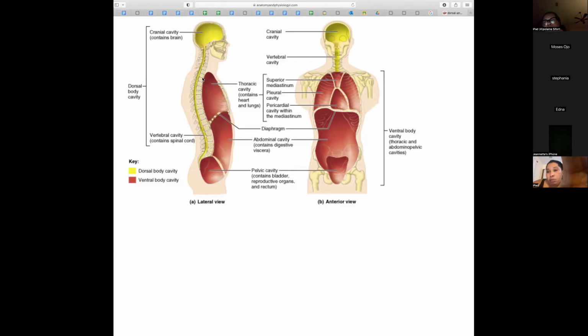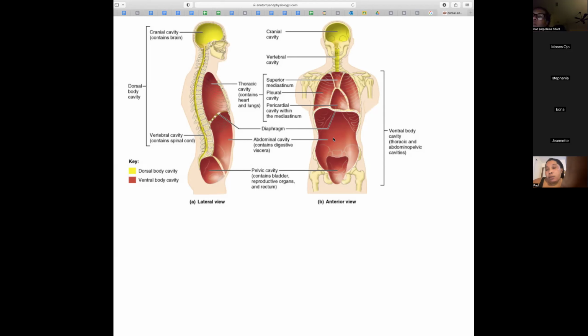So remember, you have your thoracic cavity and then you have your abdominal cavity. So what separates the thoracic cavity from the abdominal cavity? The diaphragm. The diaphragm, okay? So the diaphragm is like a dome-shaped muscle. And then as we fill the abdominal cavity with fluid, we increase the intra-abdominal pressure.